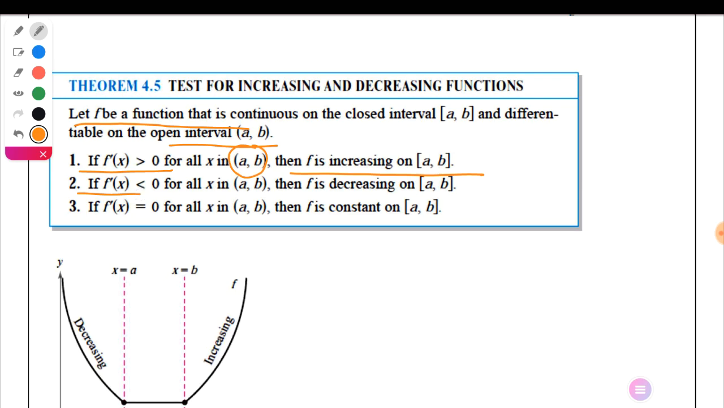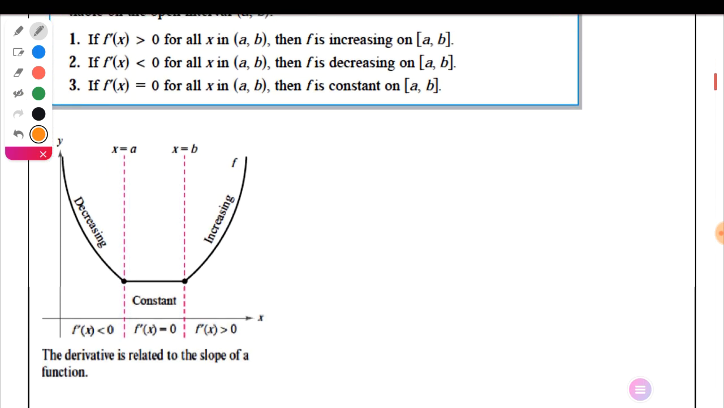If the derivative of the function is less than 0 for all x in the open interval (a, b), then the function is decreasing. We have a relationship between them. If the derivative is greater than 0, the function is increasing on this interval. If the derivative is less than 0, or negative, the function is what? Decreasing on this interval. If the derivative equals 0, the function is constant. I'll show you on the graph.